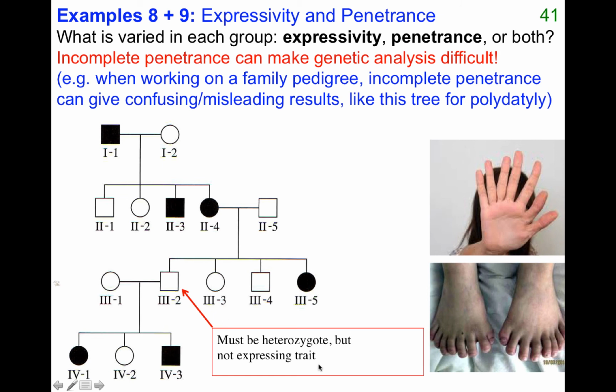Now, when this is the case, I'll tell you, so don't overuse this in your pedigree analyses. I will tell you if incomplete penetrance is an issue for a tree.